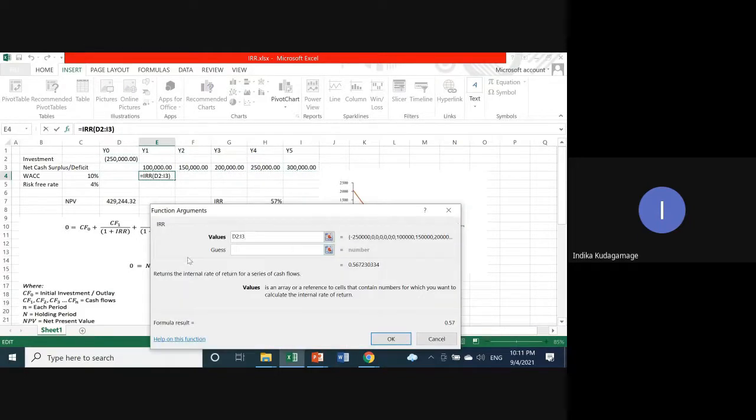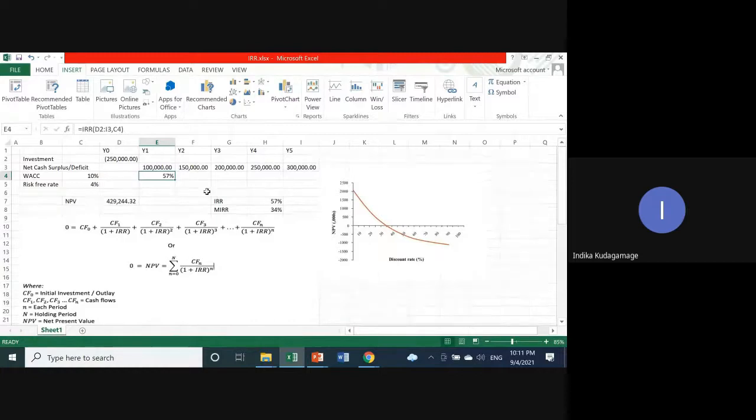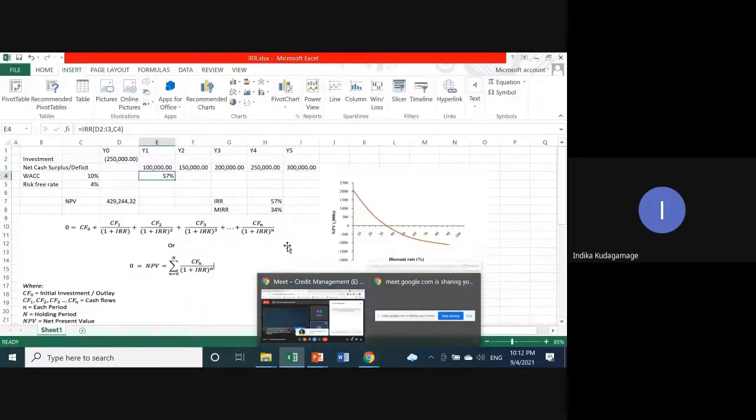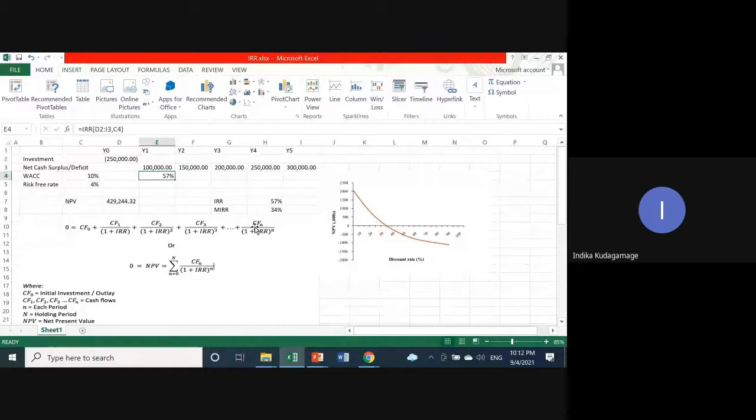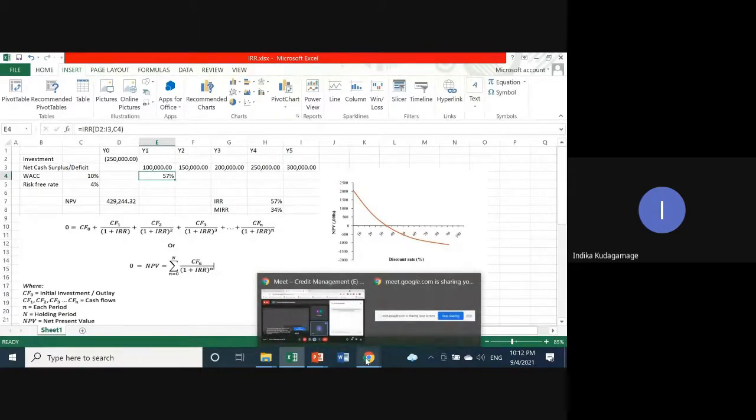Then you have to give a discounting rate. If you leave it blank, it will take 10%. So you can take the weighted average cost of capital like this. Then it will give you IRR like this, 57%. Right? This is IRR calculation using Excel. So this is how you can calculate IRR in your day-to-day functioning, right? But you need to know how to do it manually as well. That is how the course operates, right?